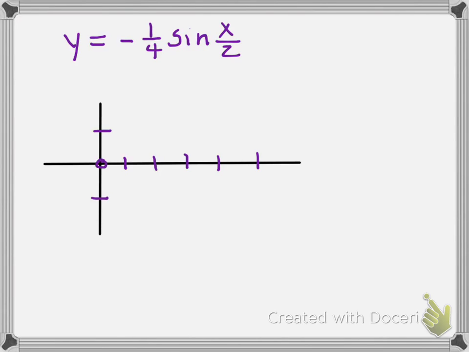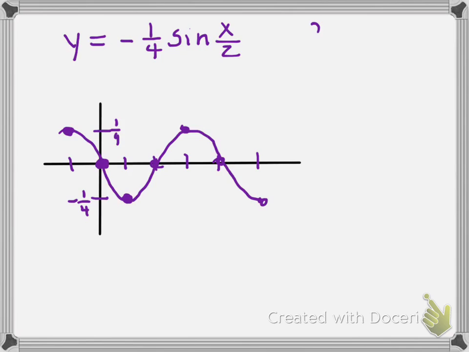So it starts at 0. Instead of opening up, this one's going to open down. And then it's going to bounce up and down. So this graph looks like this. It's going to go up over here like that. The amplitude is 1/4, which means it's bouncing between 1/4 and negative 1/4.